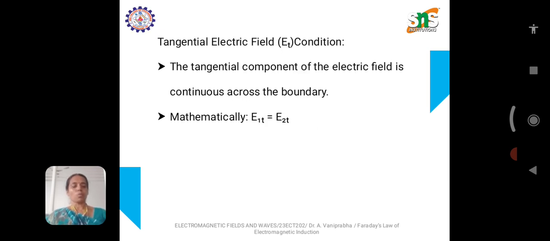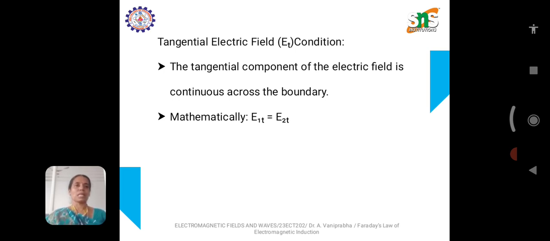Okay. So the boundary condition, first we will discuss the tangential electric field. Electric field is always represented as E. The tangential component is ET1. The tangential component of electric field is continuous across the boundary. Mathematically it can be represented as ET1 is equal to ET2.